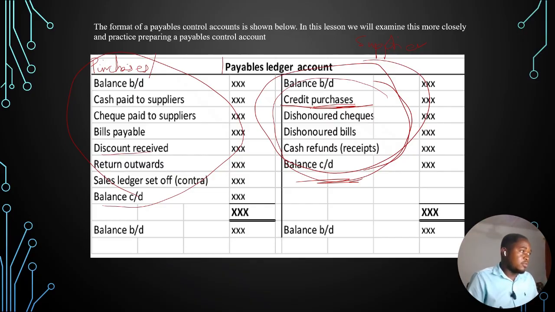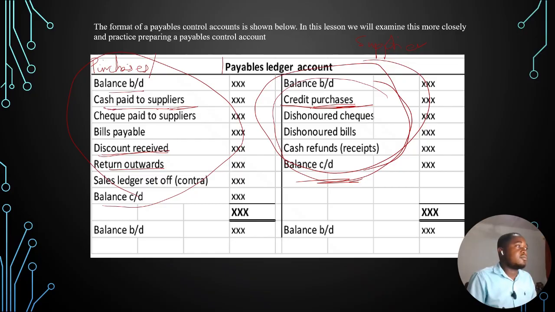You have the discount received. Discount received is at the debit side of the payable account, and then the discount allowed is at the credit side of the receivable account, right? You have the return outward. You have cash paid to suppliers. So anytime you pay your suppliers, you must debit it. It means they have received the amount, right?